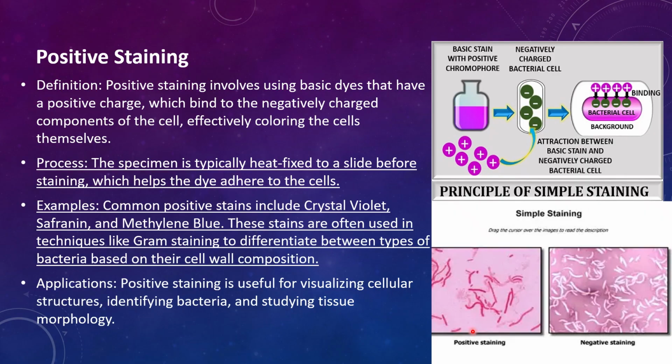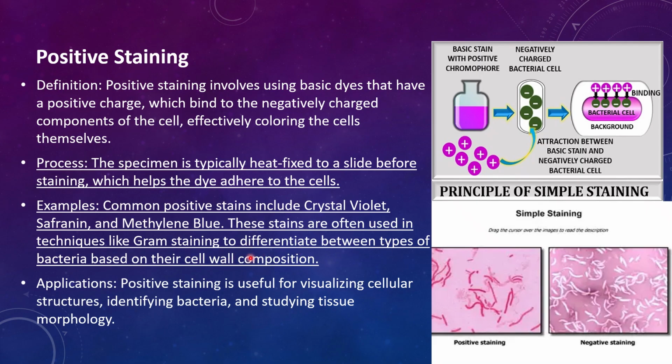As you can see here in the picture, see how nicely the cells are colored. The microorganisms here are colored. Some common examples of positive stains are crystal violet, safranin and methylene blue. These stains are often used in techniques like Gram staining.